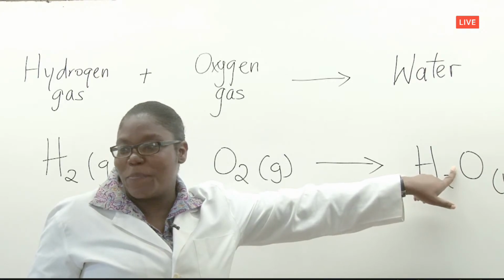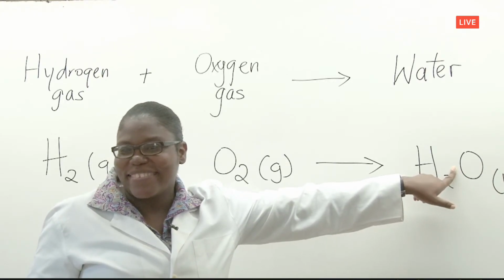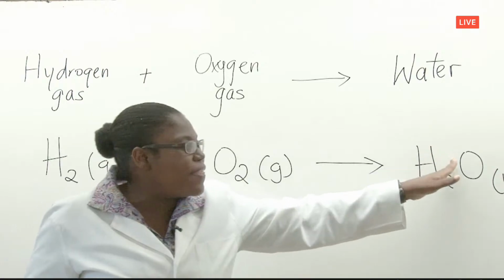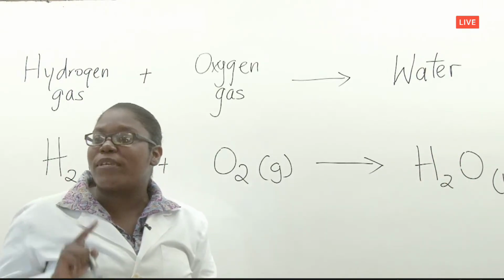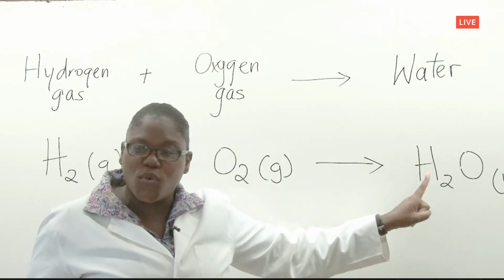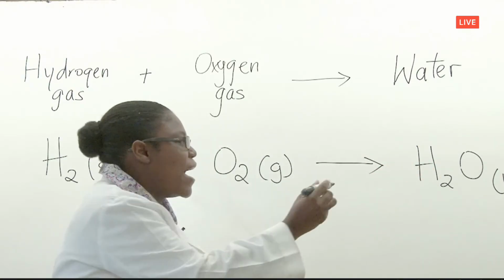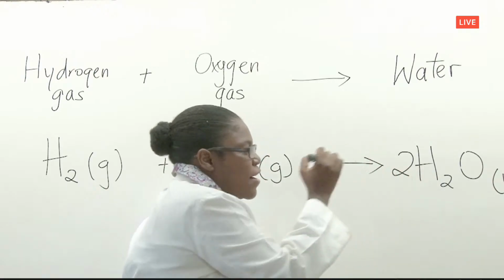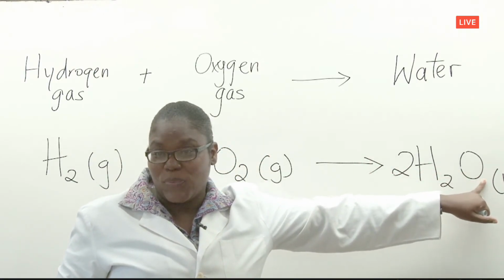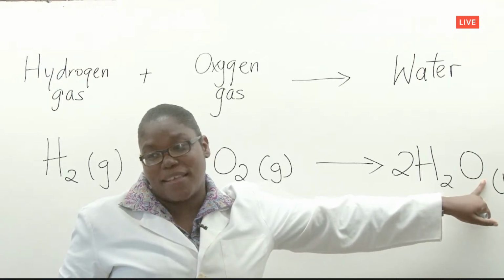Yeah. Because you've been paying attention. I should put a 2 here. No, don't do that. Don't put any number in the formula. The only place you can place a number is in front. So if I want to get 2 oxygens, I have to place my 2 here. 2 times 1 is 2. So now I've got 2 oxygens.